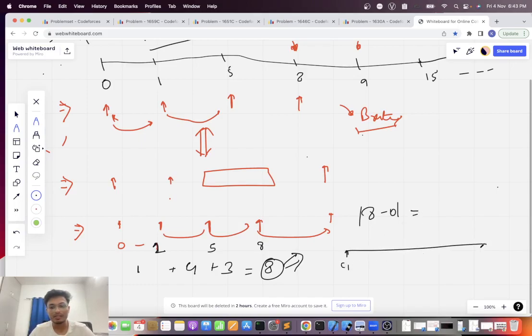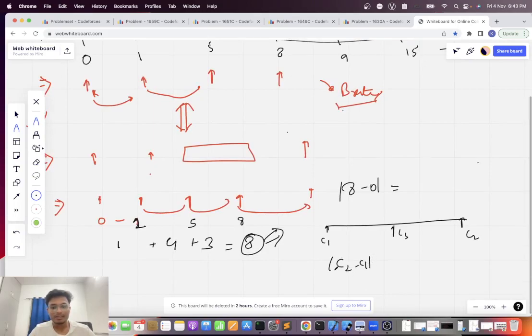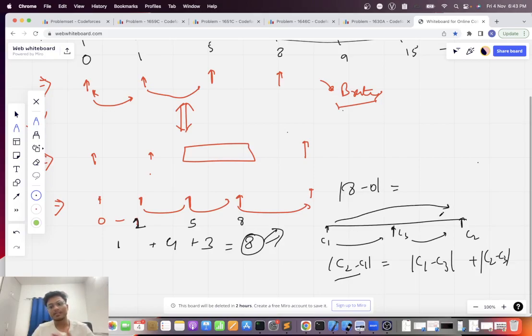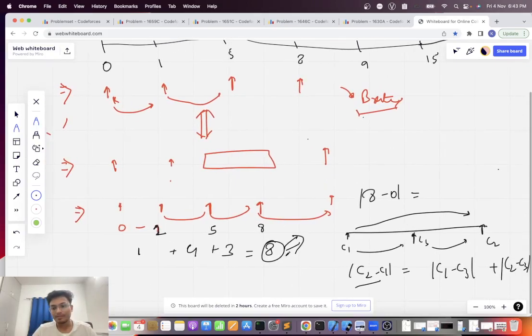Let's say this is C1, this is C2, and this is C3. Okay, so C2 minus C1 is equal to C1 minus C3 plus C2 minus C3. If there is any point in the middle of C1 and C2, the distance from this point to this and from this point to this must equal the total distance. This is, I think, obvious, and I'm going to use this one, okay. So for this point, I'm clear.